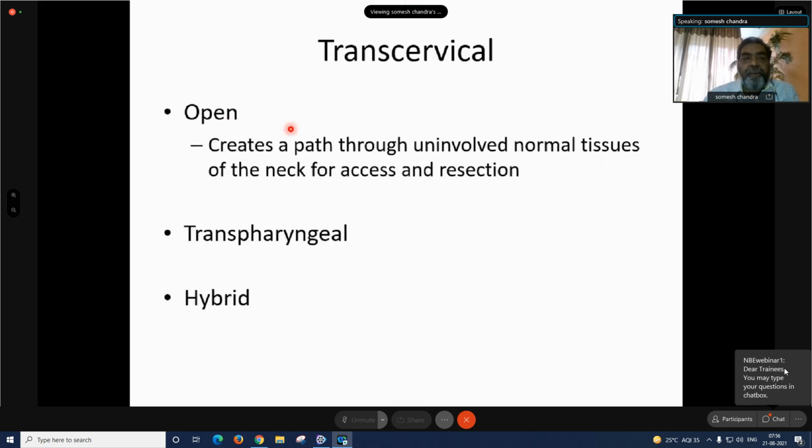Open is something which creates a path through uninvolved normal tissues of the neck for access and dissection. So we disturb a lot of uninvolved normal tissues just for access and dissection. This matters because of scarring, since we have understood that structures outside the larynx are equally important for proper function of the larynx and the pharyngoesophageal swallowing reflex. So when these structures are disturbed, they can affect laryngeal function. And there are other rare approaches which we will not touch upon today.